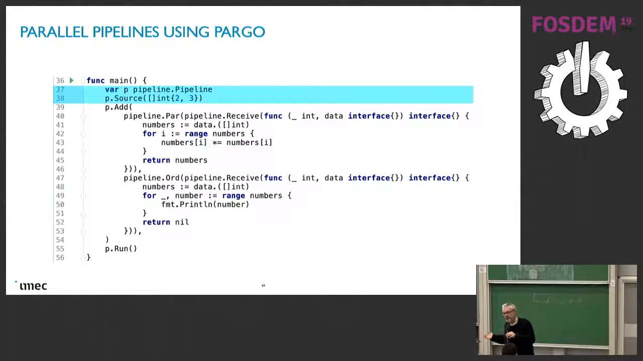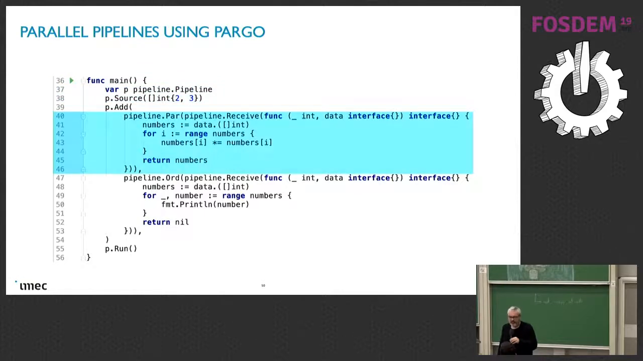Of course, you wouldn't use a parallel pipeline for a slice of two numbers. This is just for an example. Then you can add stages. The first stage is a parallel stage. It receives a batch of numbers.